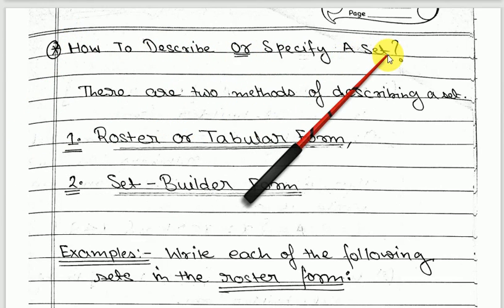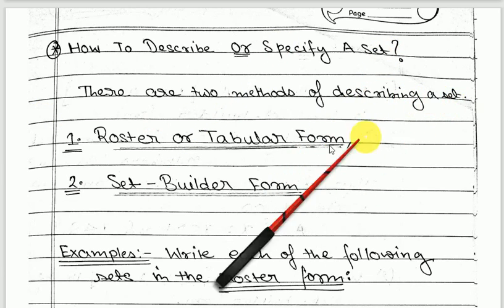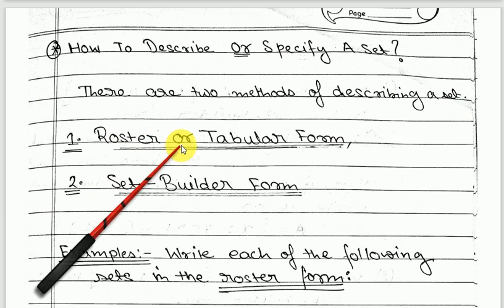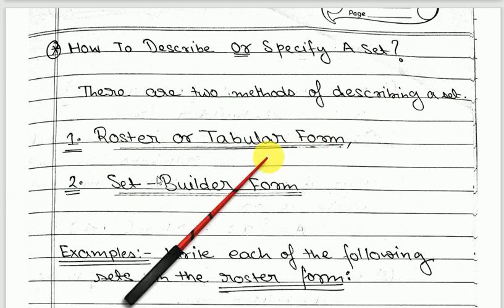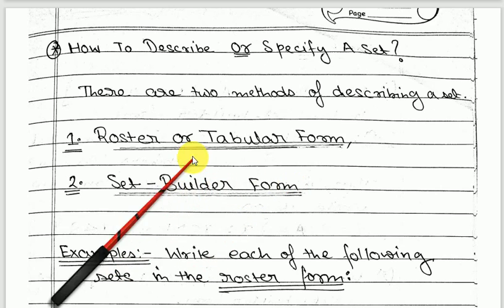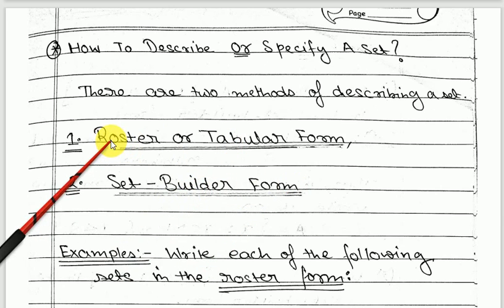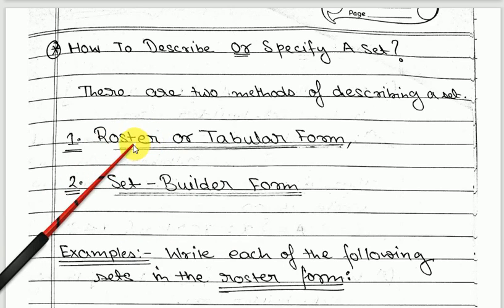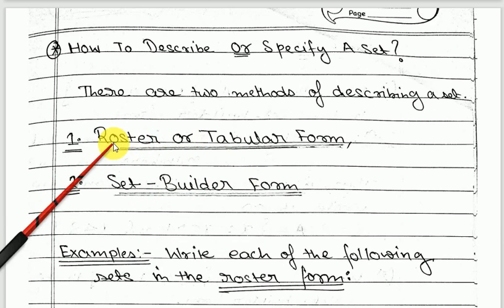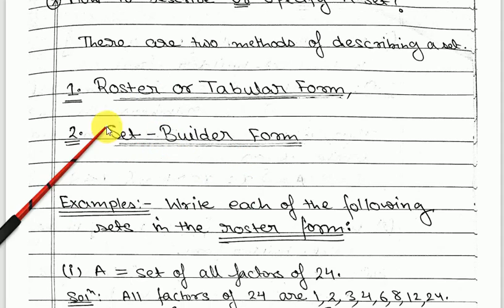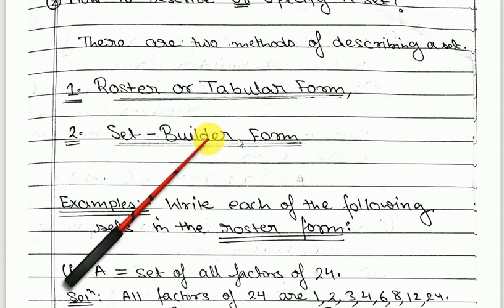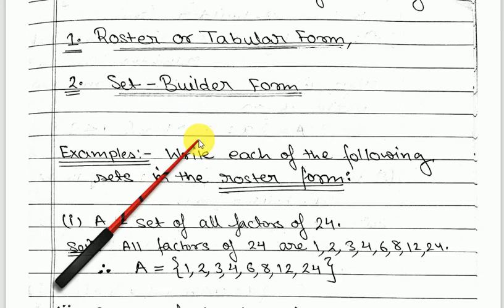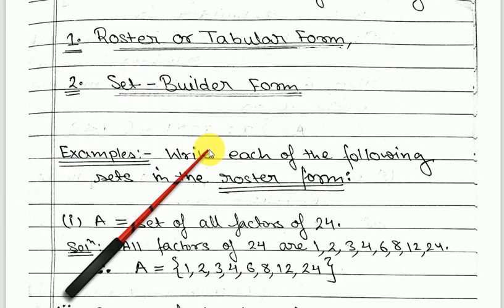Now next is how to describe or specify a set. So how do we write a set? There are two methods of describing a set. One is roster form, or we call it tabular form. Next is set builder form. In roster form, in a set we write the elements separately, and each element is separated by a comma. And in set builder form we simply give a rule by which all the elements are defined for that set. So let us try to understand by these examples.